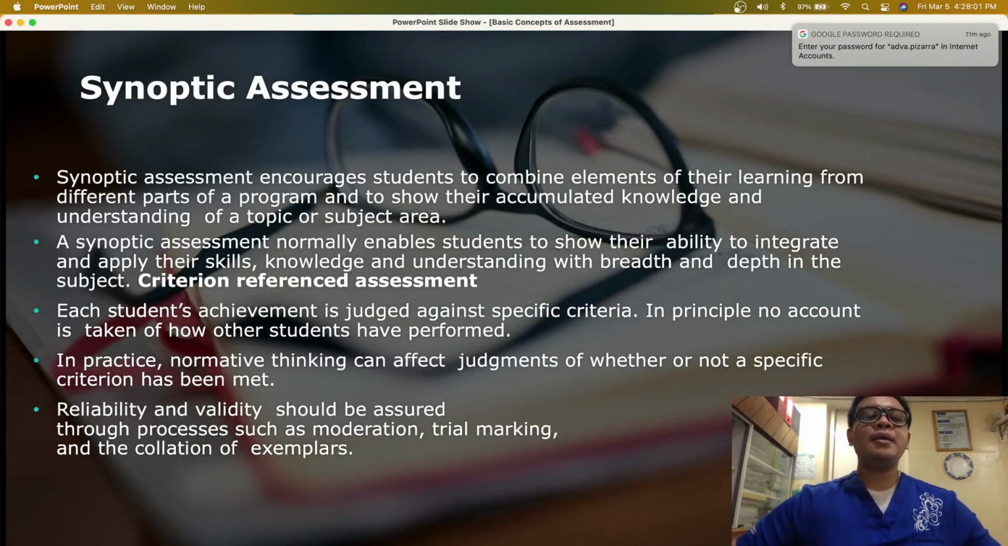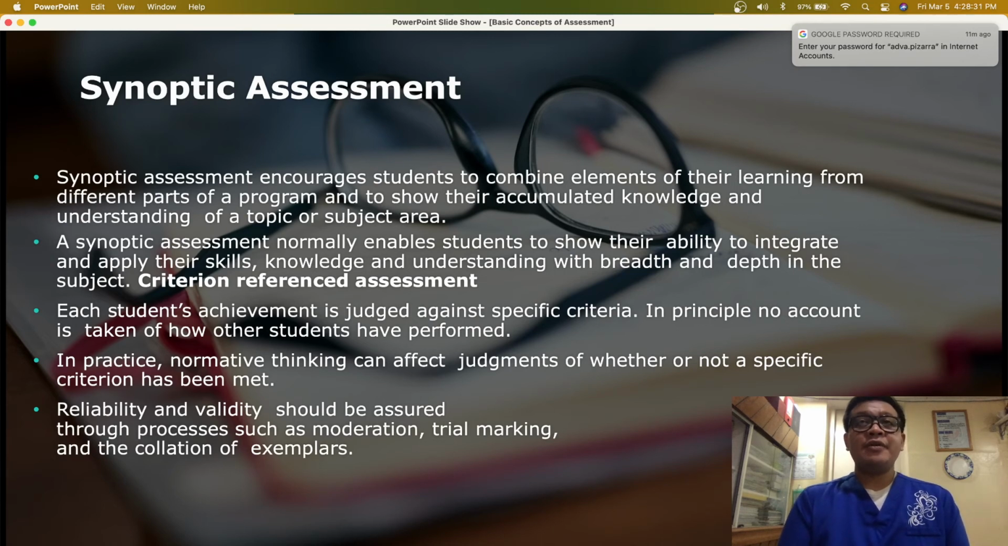Synoptic assessment. A synoptic assessment encourages students to combine elements of their learning from different parts of a program and show their accumulated knowledge and understanding of a topic or subject area. A synoptic assessment also normally enables students to show their ability to integrate and apply their skills, knowledge, and understanding with breadth and depth in the subject.